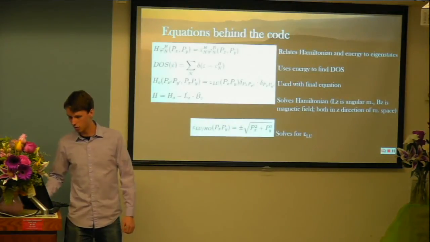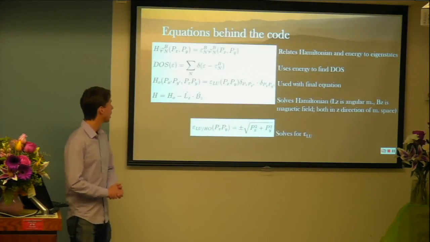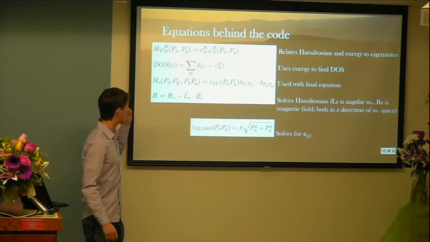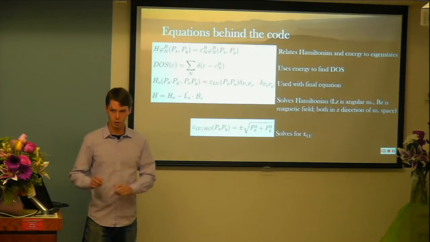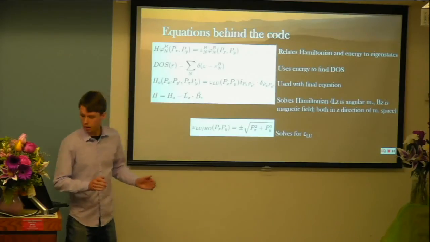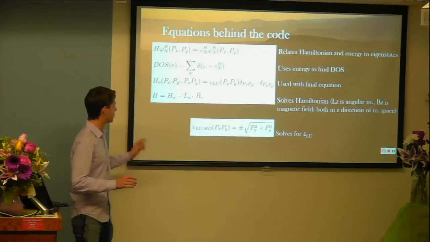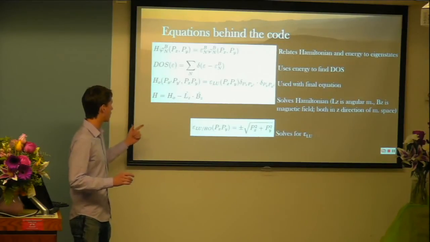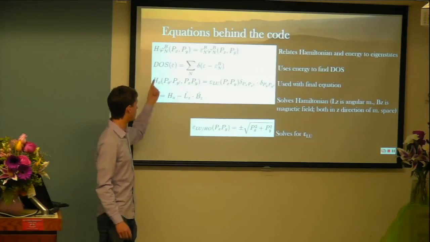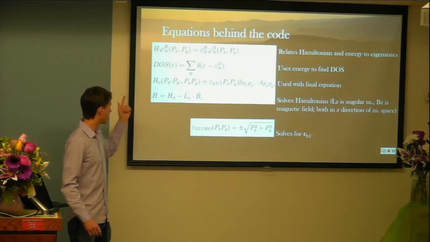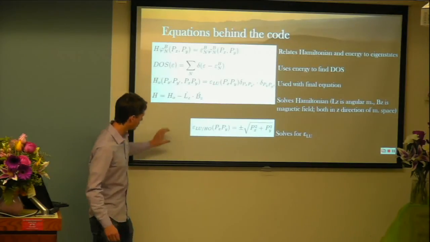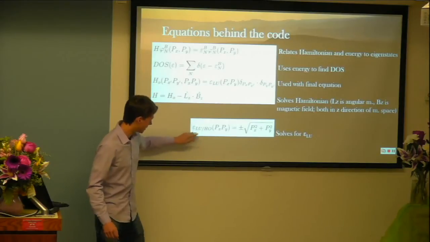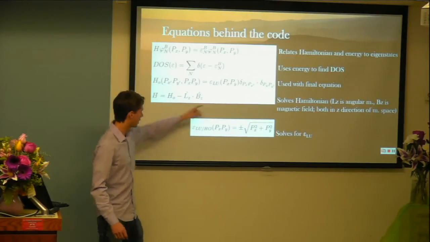And some equations that were helpful in doing this. This first equation relates the Hamiltonian to energy and the eigenstates. A lot of these are really intertwined, so actually doing this computationally may be incredibly challenging, which is why a code was used, because I'm not sure I could do any of this by hand. The second equation uses the energy found in the first equation to find the density of states. And then moving past that, this equation is used alongside this once this is solved, and it can be plugged back in, as you can see here.